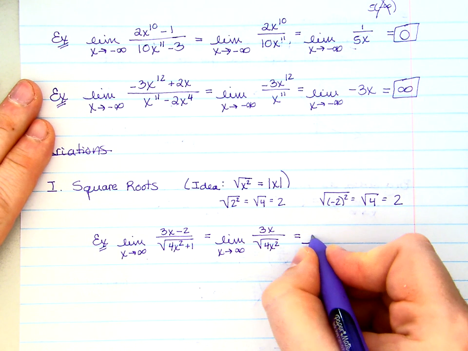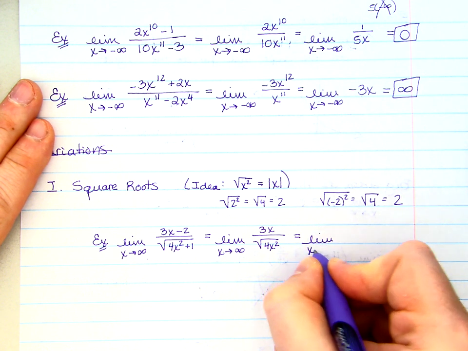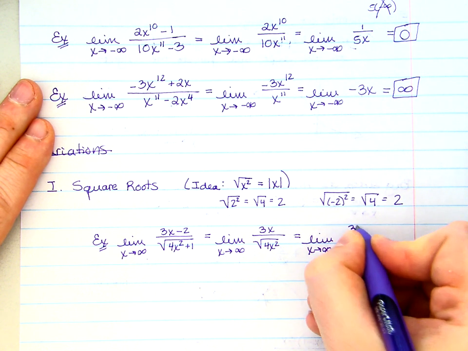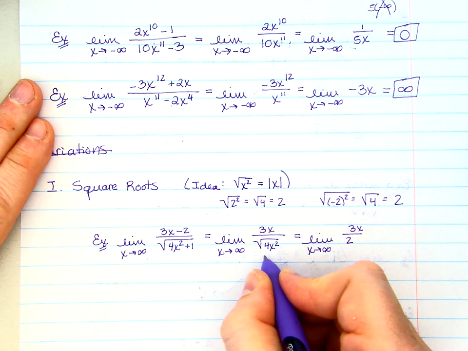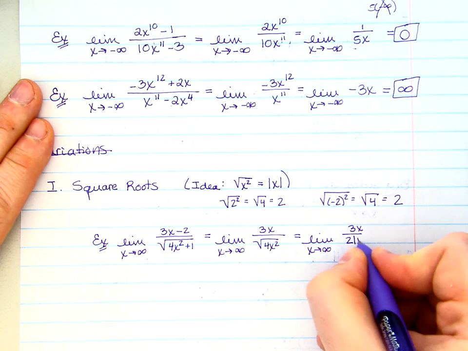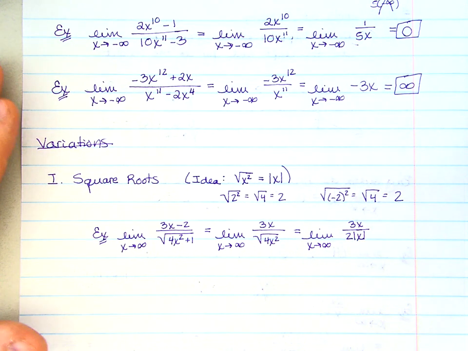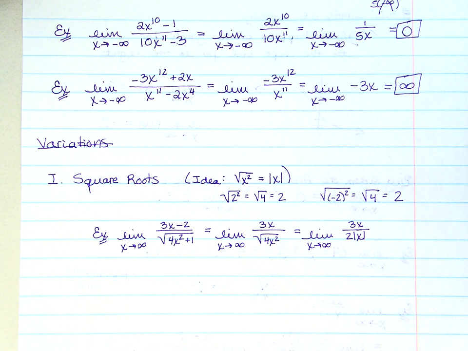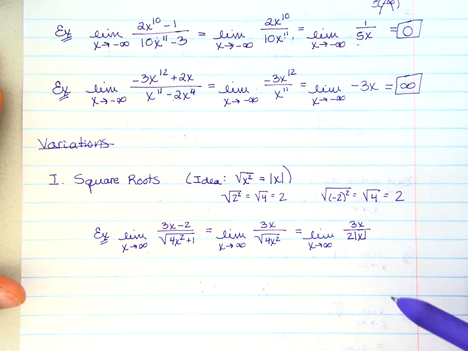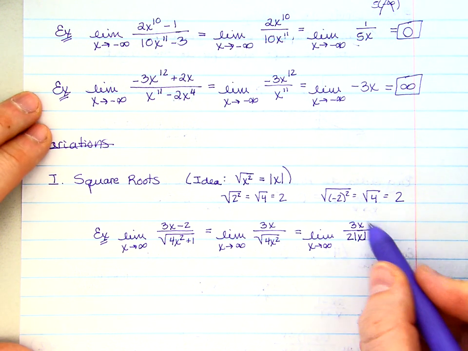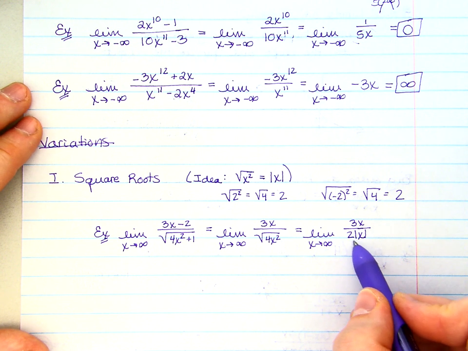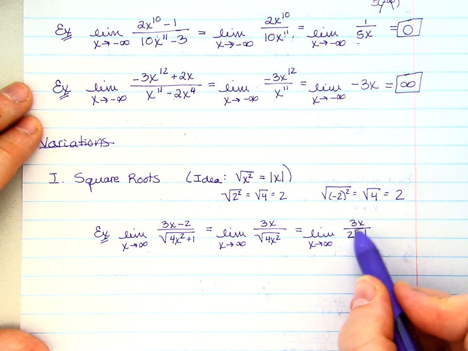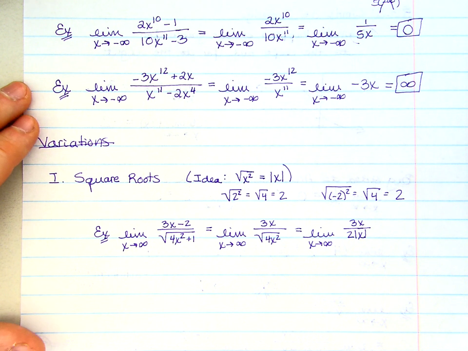This is going to equal the limit as x approaches infinity of 3x over, well, the square root of 4 is just 2, and the square root of x squared is the absolute value of x. So I'm going to write that. As we saw with other things, I can't just make an x and an absolute value of x cancel. I need to rewrite this without absolute value bars, which really means I need to decide, is this thing x or is the thing inside the bars negative x?